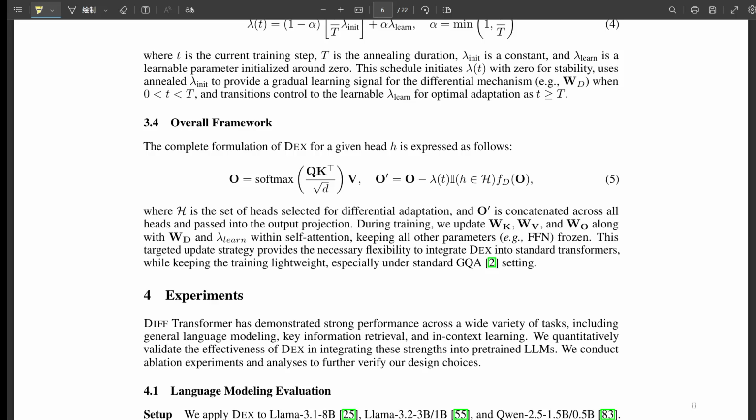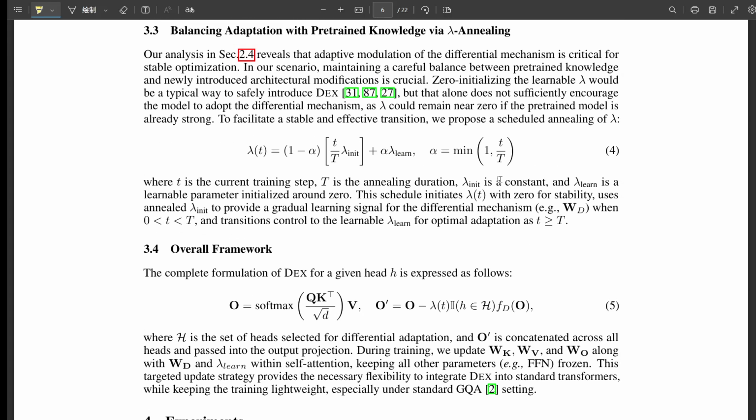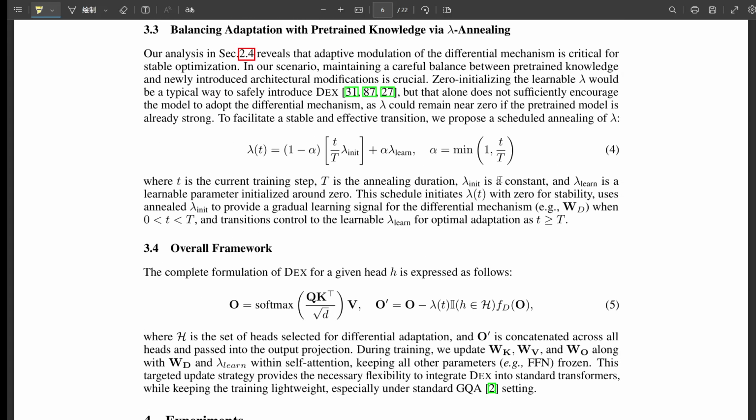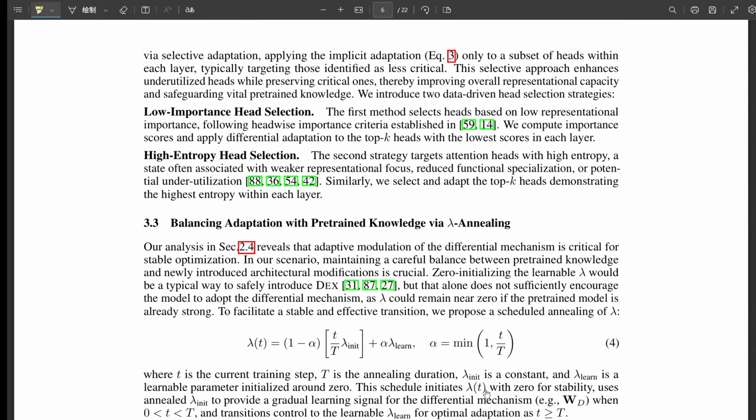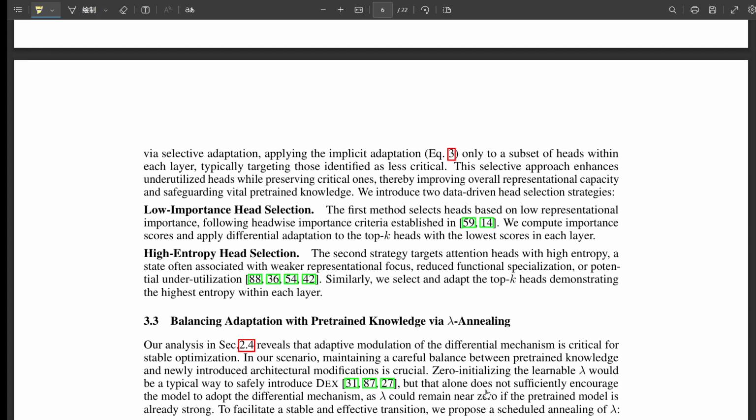So by applying the differential adaptation selectively to these potentially underutilized heads, DEX aims to enhance their capabilities, maybe make them more specialized or better at noise reduction. And the goal is to boost the overall representational diversity and capacity of the model without interfering with the crucial, highly specialized knowledge already captured by the other untouched heads. It's like giving targeted coaching or a specific new tool only to the team members who might benefit most, improving the team's overall range without disrupting the star players. That's a really good way to put it. Okay, makes sense. What's the final key piece of the puzzle for how DEX works?